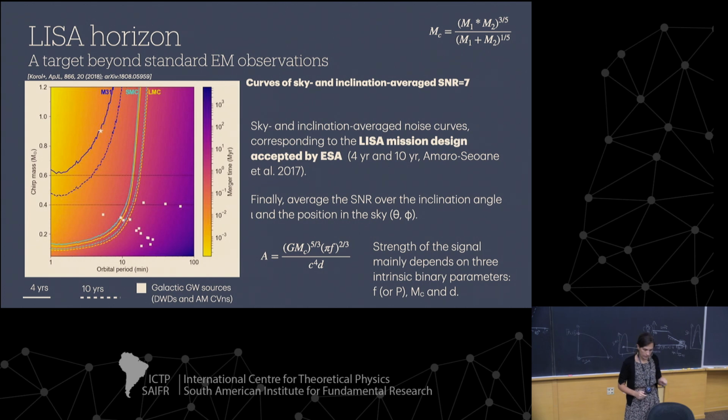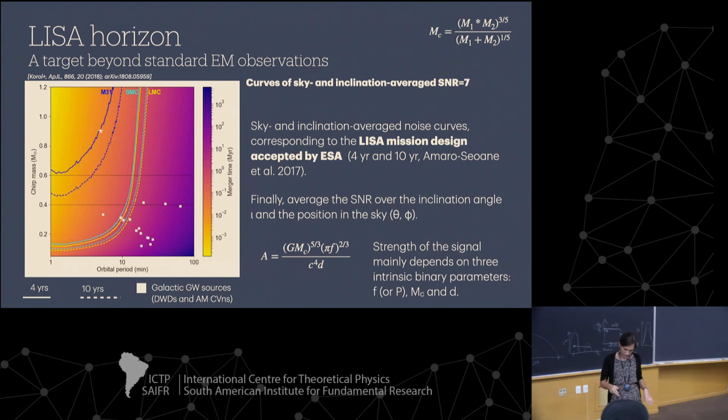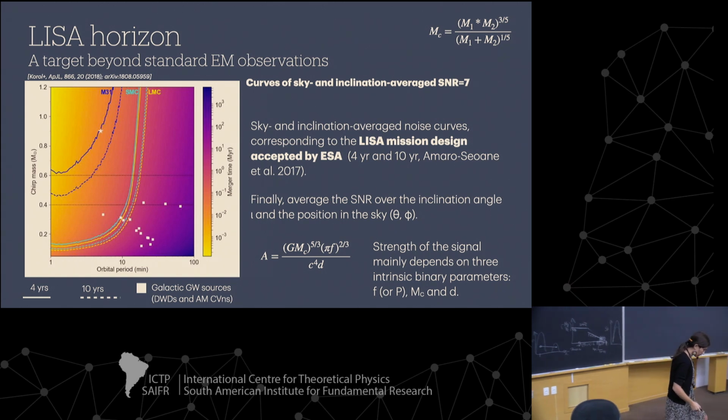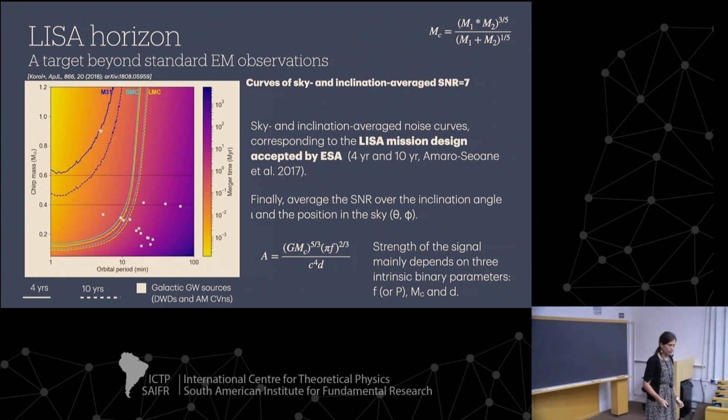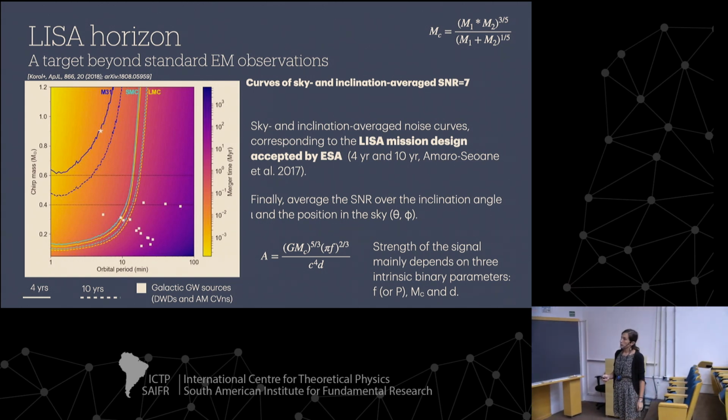Okay. This was indeed in the Milky Way, but LISA can go and detect double white dwarfs in other galaxies as well. So here you have a plot of the chirp mass and the orbital period, where these are known galactic gravitational wave sources, both double white dwarfs and cataclysmic variables. And the curves are basically the sky and inclination averaged signal to noise of 7.